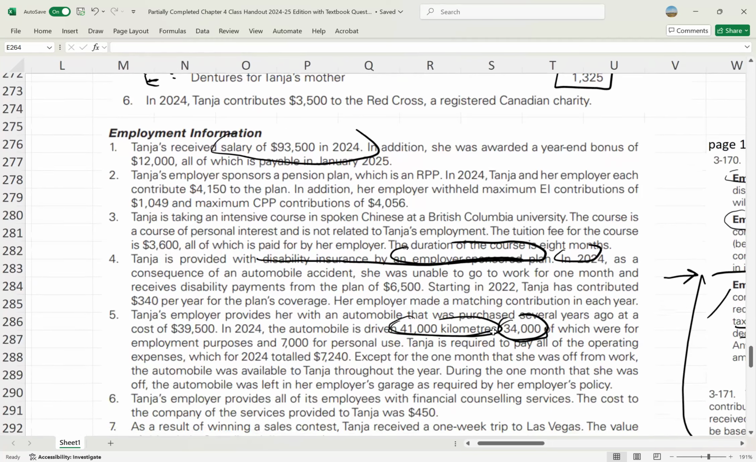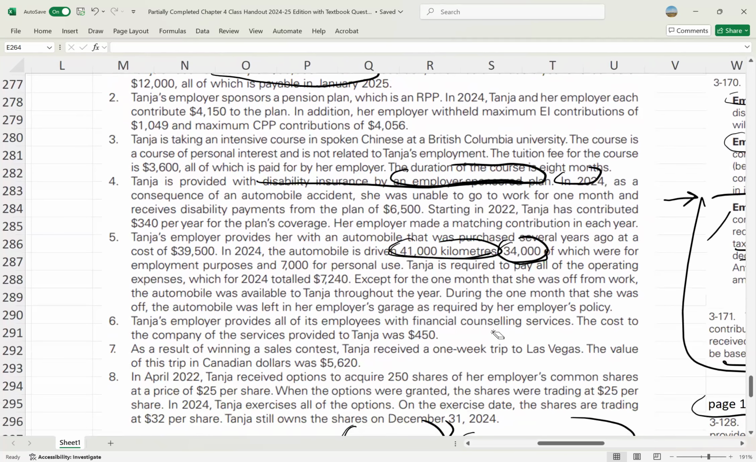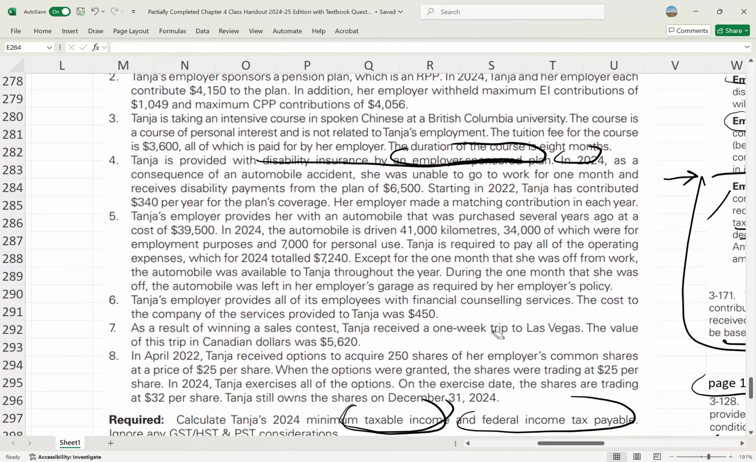Let's go on to the next item. Item number 6. Tanya's employer provides all of its employees with financial counseling services. The cost to the company of the services provided to Tanya was $450. So some employers provide different benefits to their employees. One of the benefits that Tanya gets is help with financial counseling, so maybe help with debt management, or budgeting. And the benefit that she received this year was $450.